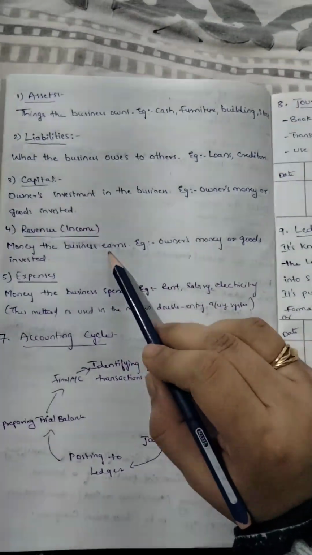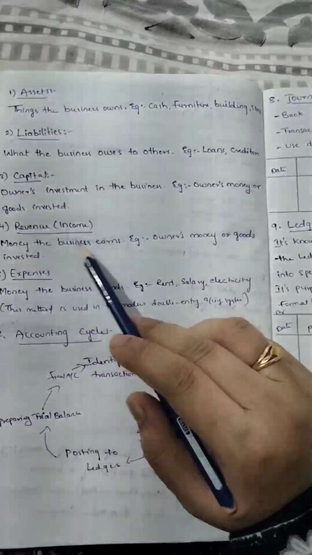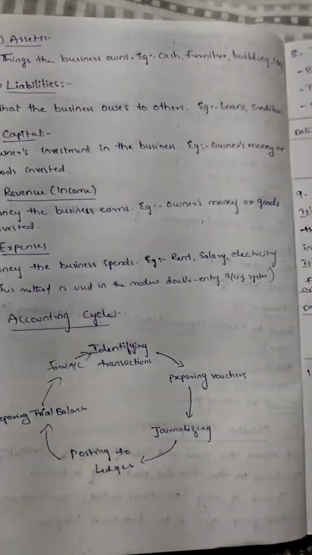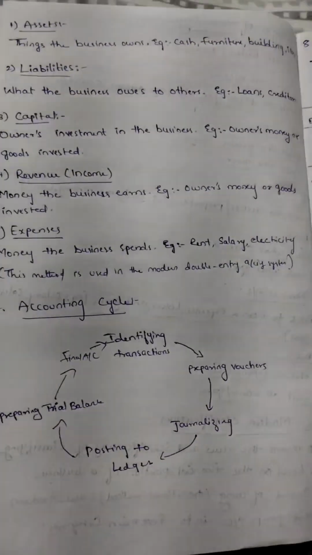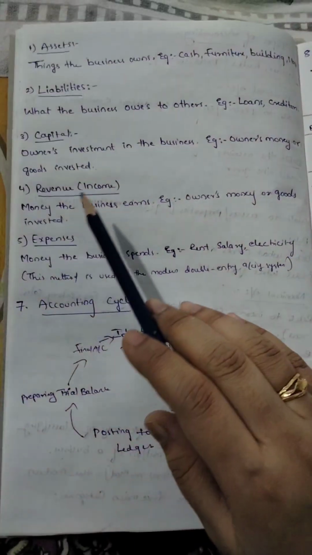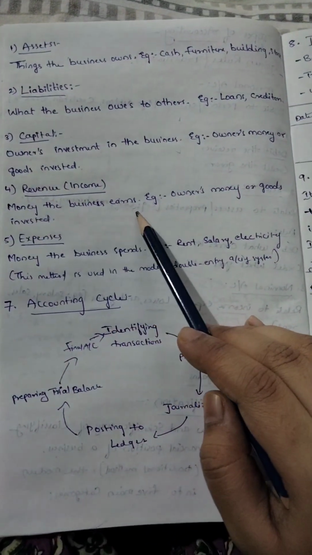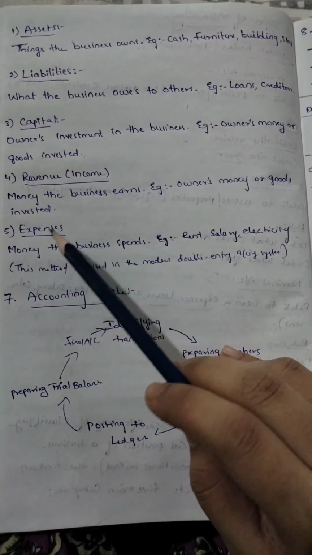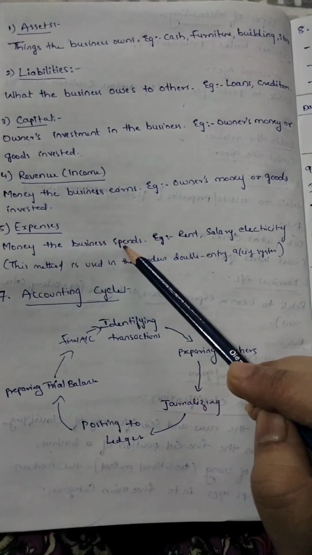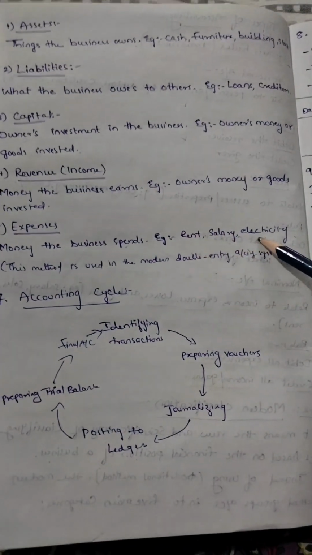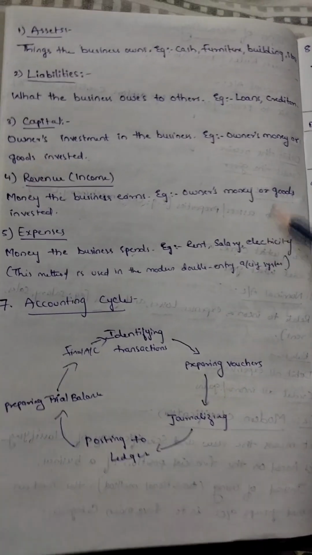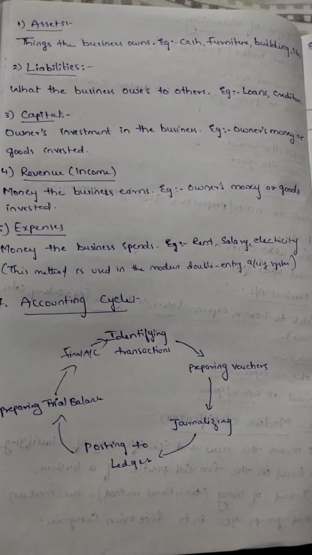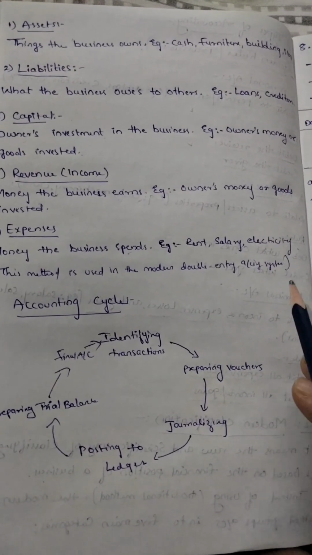And the revenue, income, means money the business earns. And the next one is expenses, which means money the business spends. Examples are rent, salary, electricity bill, etc. So this modern classification method is used in the modern double entry accounting system.